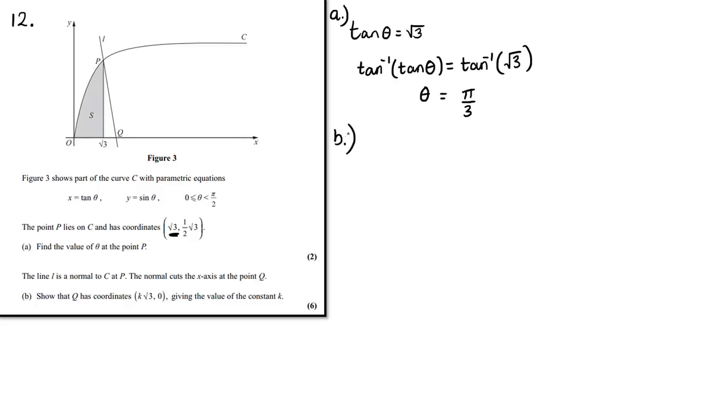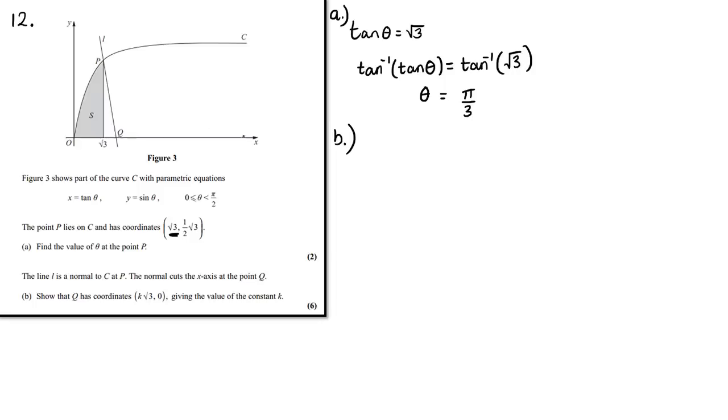Let's take a look at part B now. So we're told the line L is a normal to C at P. The normal cuts the x-axis at the point Q. And we can see that here from the sketch in figure 3. And what we're going to do is show that Q has these coordinates, so k root 3 and 0. Now, clearly the y coordinate will be 0, because that's where it cuts through the x-axis.